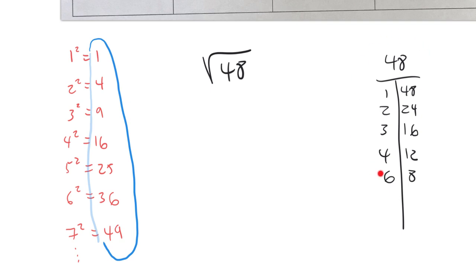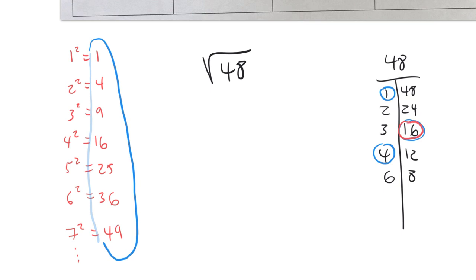So that's step number 1. Find all the factors of this number. Step number 2. Scan the list of factors for the largest perfect square. Well, there's a perfect square here, right? Because 1 is a perfect square. There's a perfect square here because 4 is a perfect square. There is a perfect square here because 16 is a perfect square. So now we're asking ourselves, what's the largest perfect square factor? Well, it's 16.